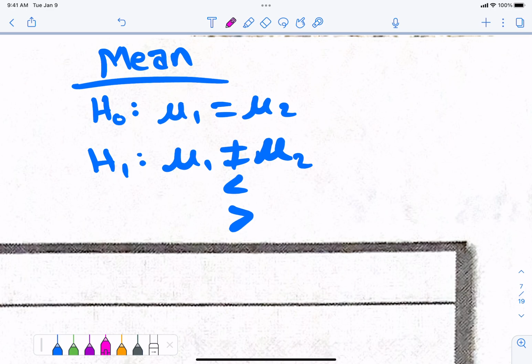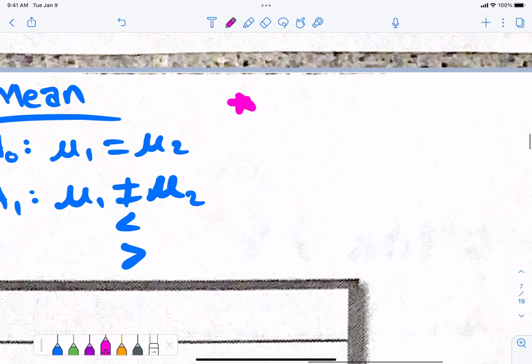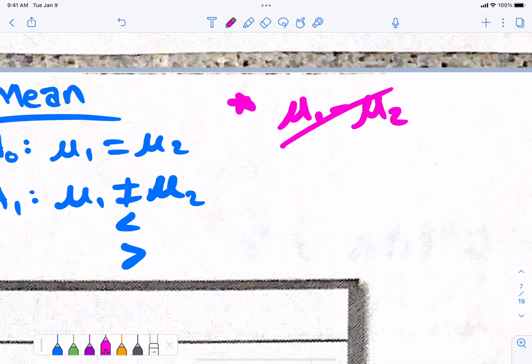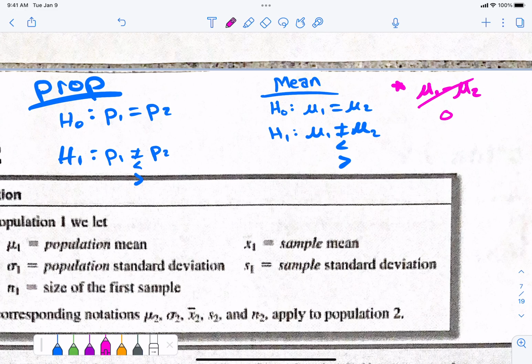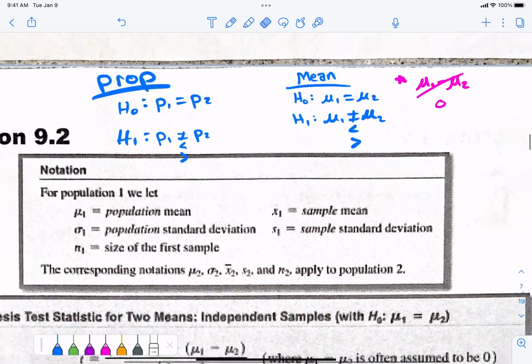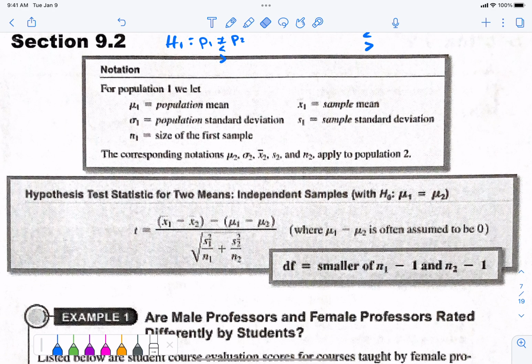Now, one more thing I'm going to have you write up here is in the formula, they have this going on here. If mu1 equals mu2, what is mu1 minus mu2? 0. So in the formula, when we go to do our calculations, if we are assuming mu1 equals mu2, which we always do, because that's what our null hypothesis is, mu1 minus mu2 shows up right here. This will always end up being 0, right? So you don't have to do that part of the formula.